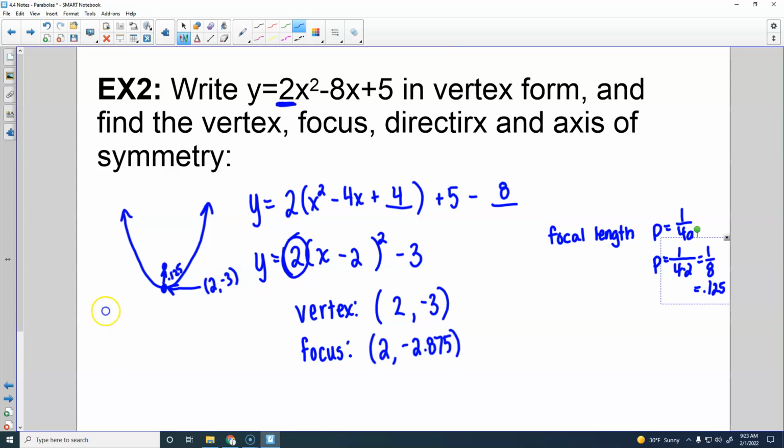Our directrix is going to be here, but we're going to go down 0.125. And in this case, we have a horizontal line. So horizontal lines are y equals. Again, think about your y coordinate. You're starting from that vertex and you're going down 0.125. So that's going to be negative 3, and we're going to subtract 0.125, so we'll get negative 3.125.